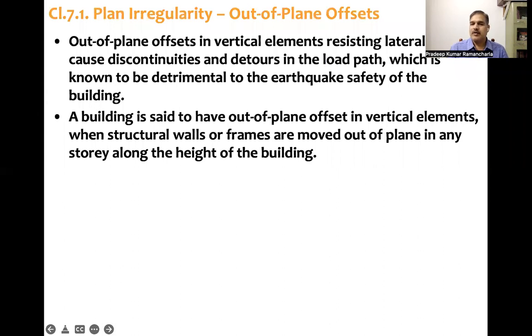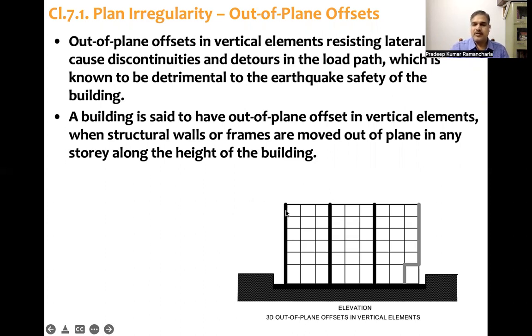Now, a building is said to have out of plane offset in vertical elements when structural walls or frames are moved out of plane in any story along the height of the building. Something like this, you can see. This is the first vertical resisting element, second, third, and this is the fourth vertical resisting element, but it is not continuing till the bottom. It is offset to the inner frame and goes down here. So this is the out of plane offset.